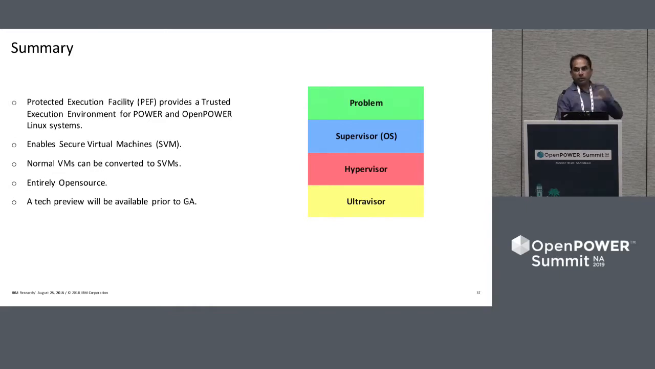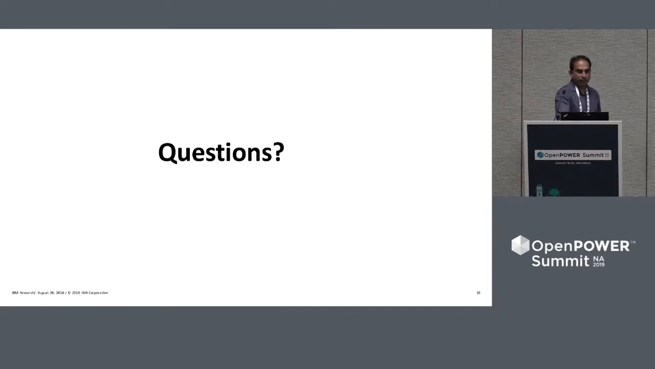The entire ecosystem is open source. We will be open sourcing this Ultravisor firmware, the build tools, everything, so you can build it by yourself. It will be available in a Git repository. And before we GA this system, we will make a tech preview available so that the open source community can try it out and help us build a stronger and more secure technology here. So with that, I'm opening up for questions.